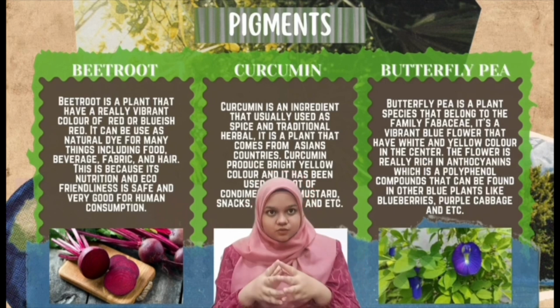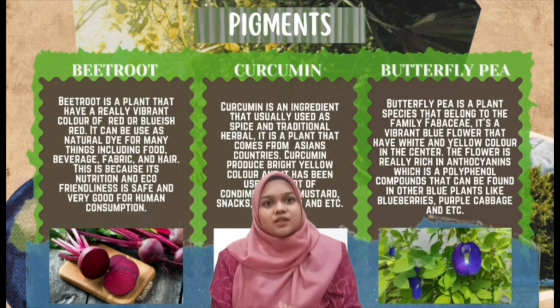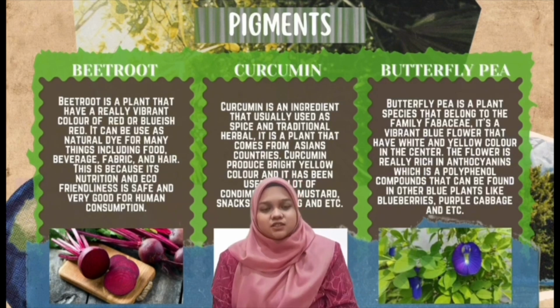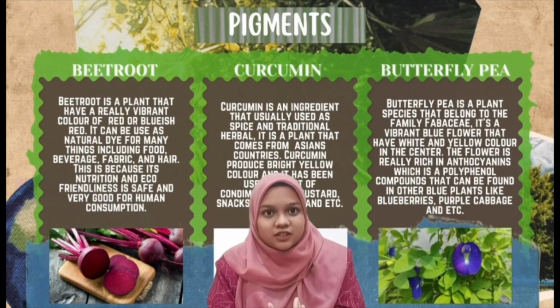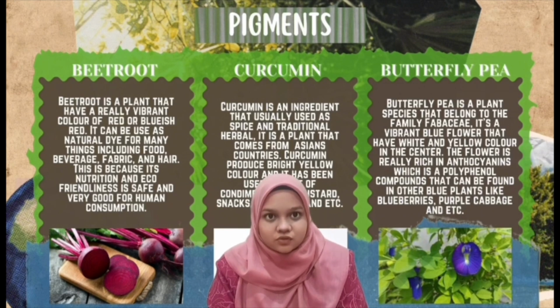As for blue, we use butterfly pea. Butterfly pea is very common in Southeast Asia. It is known for its very bright blue color. Butterfly pea is very rich in anthocyanin. Anthocyanin is a type of polyphenol compound, making it a natural source of blue pigments.